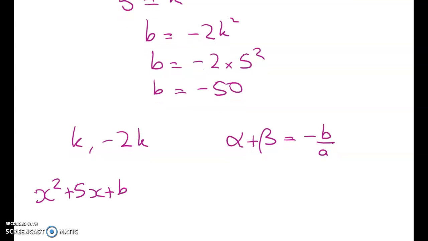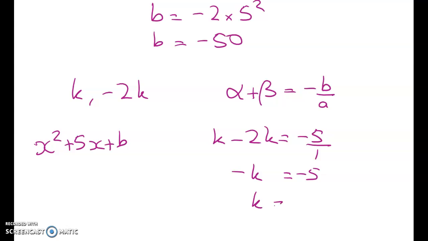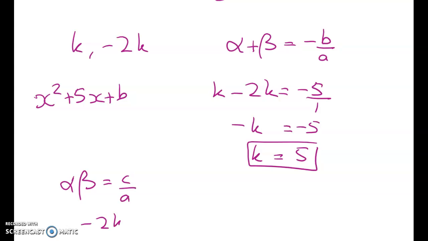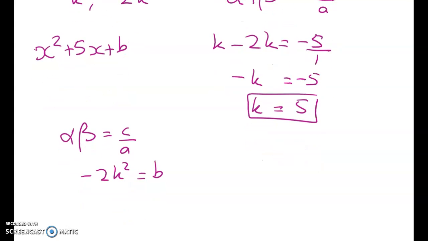So here's x squared plus 5x plus b. So k minus 2k is equal to -5 over 1. K is equal to -5, giving me k is equal to 5. And we know that the product of the roots is equal to c over a. So we get -2k squared is equal to b. And -2 times 25 is equal to b. So b is equal to negative 50.